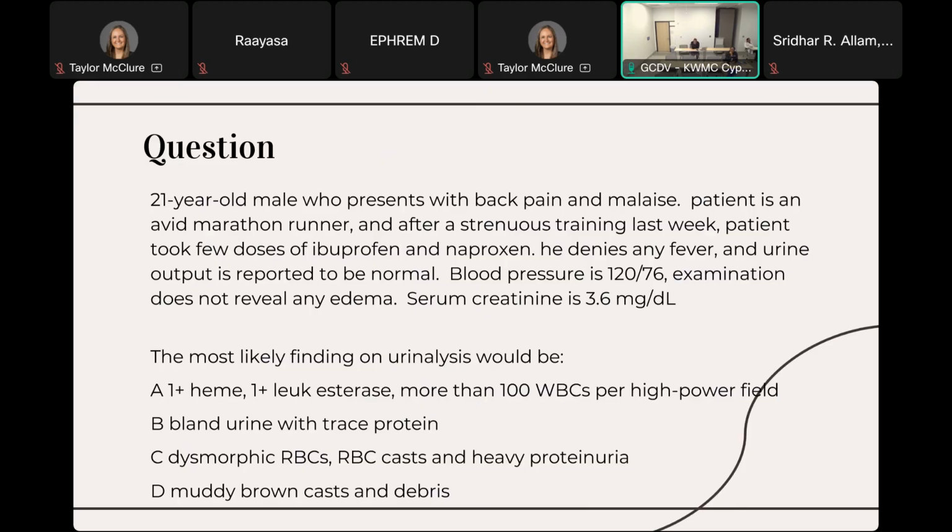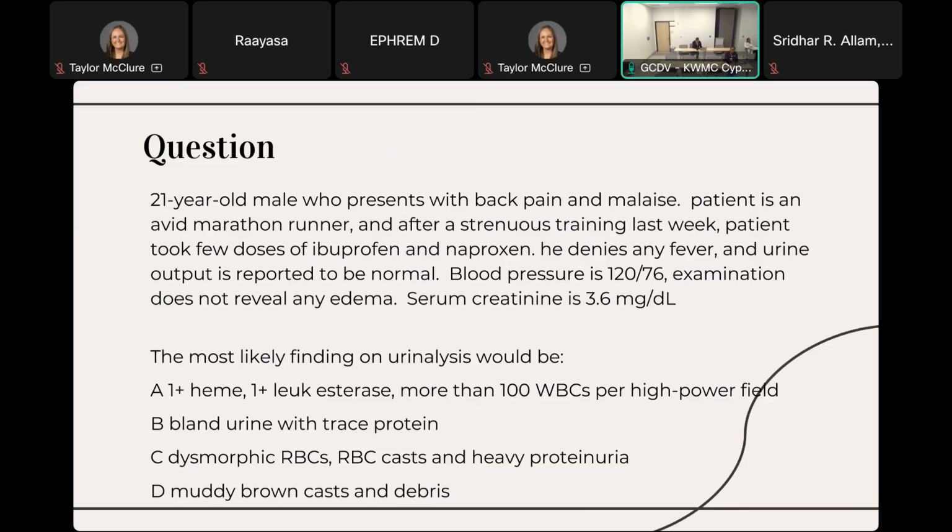Well, more than 100 WBCs, and this one is heme positive, right? 1 plus heme, 1 plus leukocyte esterase, more than 100 WBCs. Right. So interstitial nephritis can do that, or pyelonephritis can do that. Now, number 2, bland urine with trace protein. Well, we said at the beginning of the slide that a lot of nephrotoxic exposures can cause bland urine, so that's a possibility.